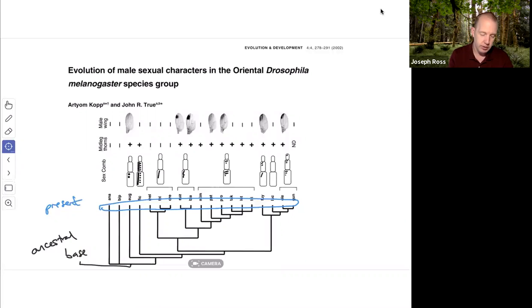The ancestral state is inferred based on this phylogeny, that the most distantly related species and taxa did not have the wing spot, which suggests that it evolved independently a few times throughout the evolution of the Drosophila genus. So the ancestral state is no spot. And so that suggests that this spot has evolved repeatedly.